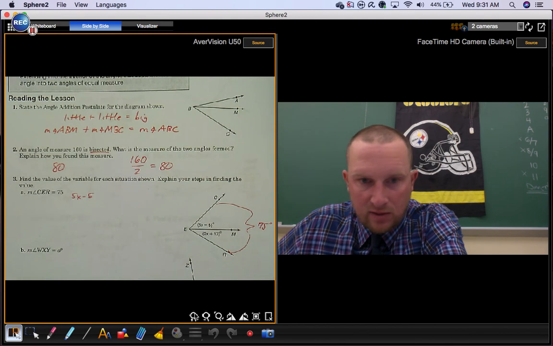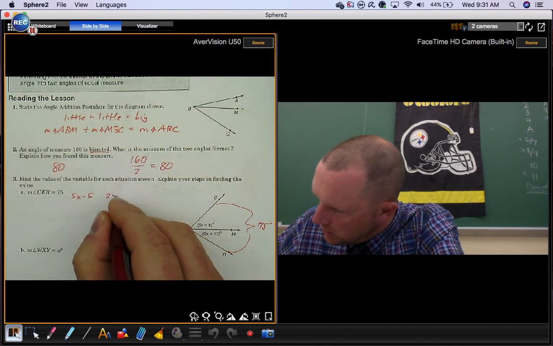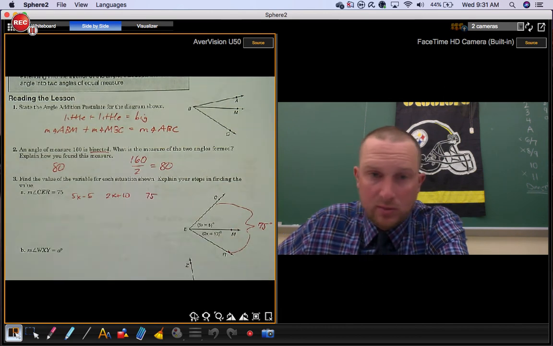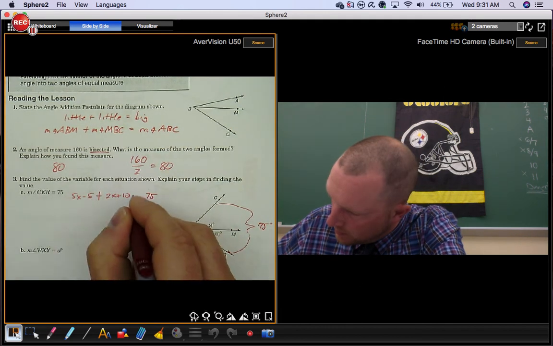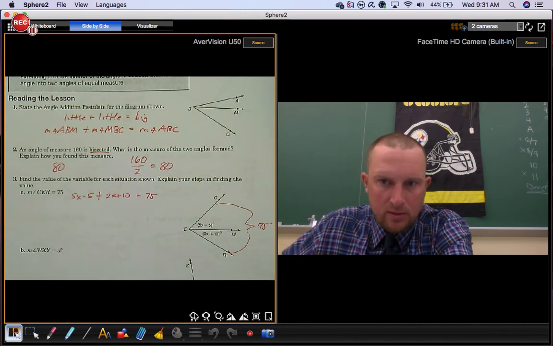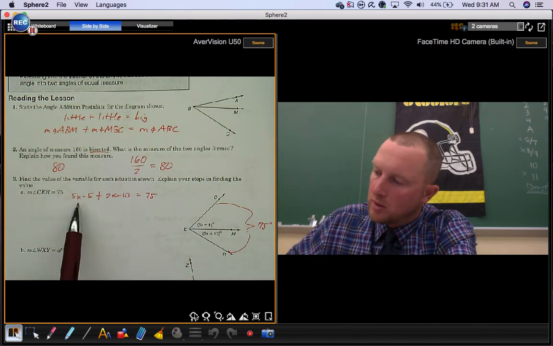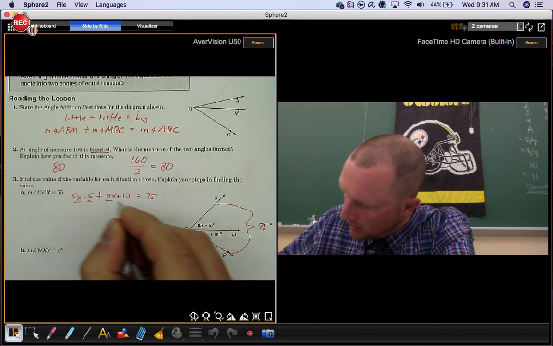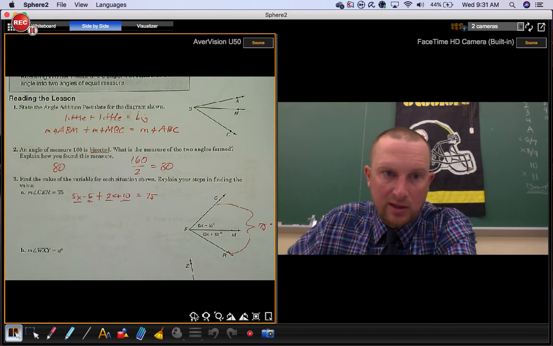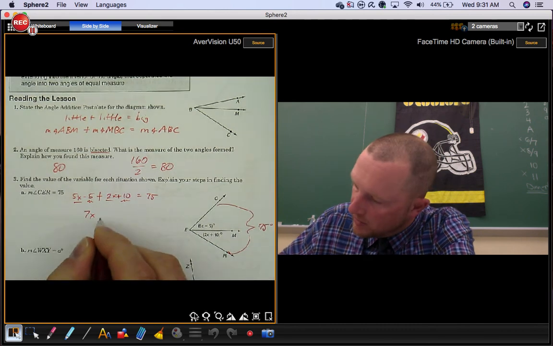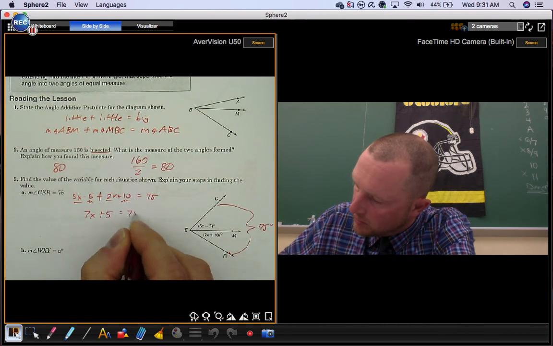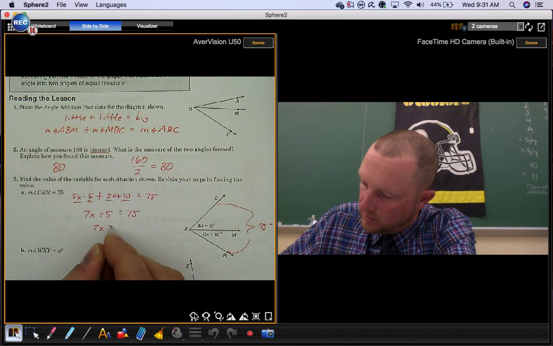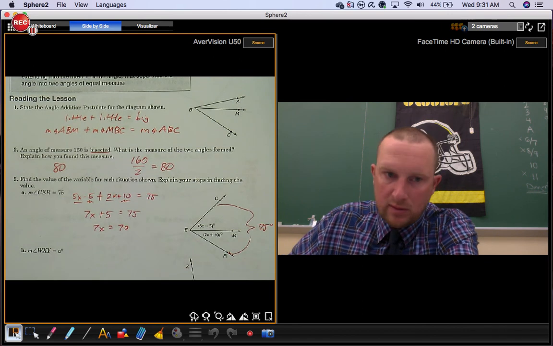5x minus 5, that's a little angle. 2x plus 10 is a little angle. 75 is a big angle. Add them together. Set them equal to 75. Combine your like terms. 5x and 2x are alike. Negative 5 and positive 10 are alike. That gives you 7x plus 5. Take 5 away from both sides. Divide by 7.